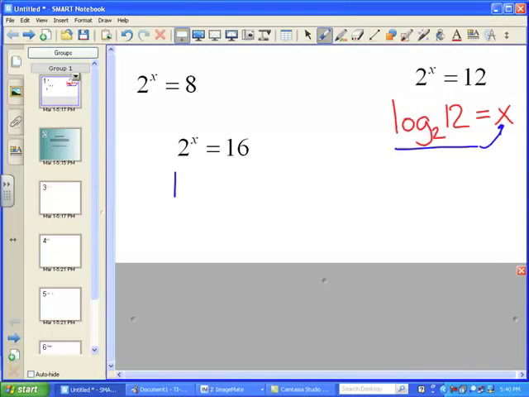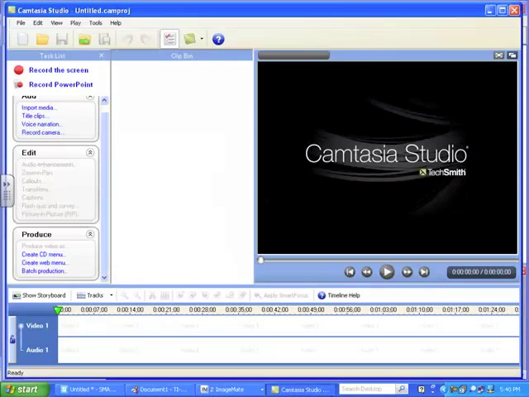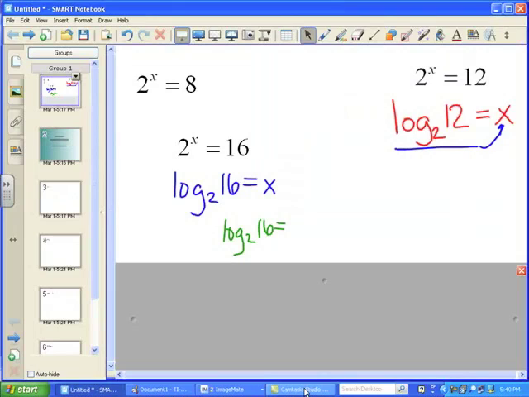So I'm going to convert that to log form. So I got log base 2 of the number 16 is equal to x. And we already discussed that. We know what that is, right? We know that log base 2 of 16 is equal to, well, if it's equal to x, remember we're looking for the exponent.